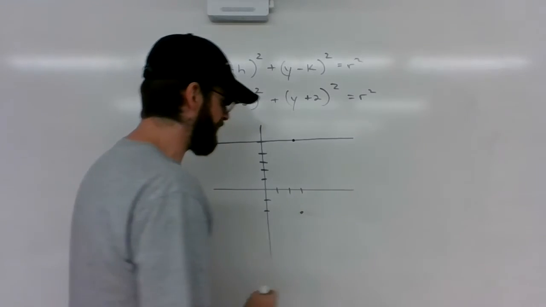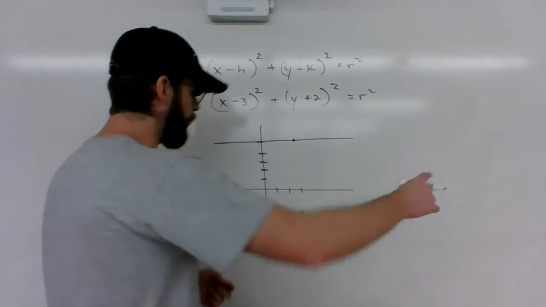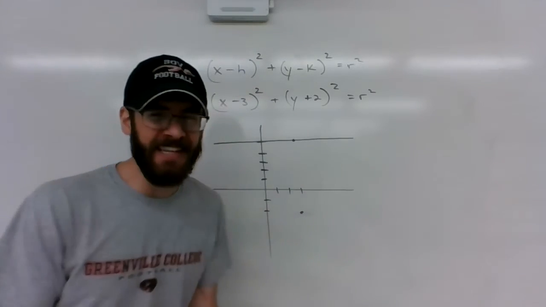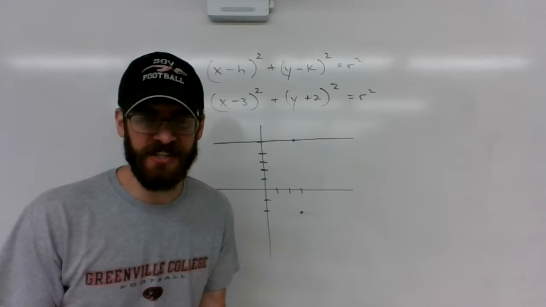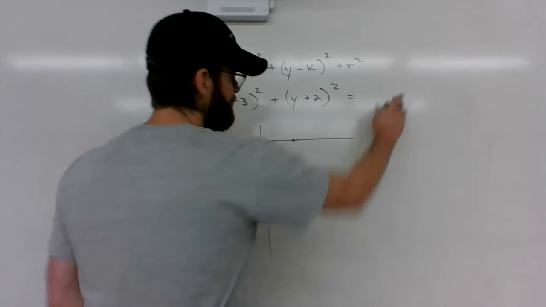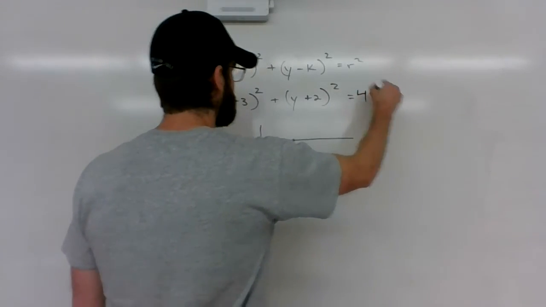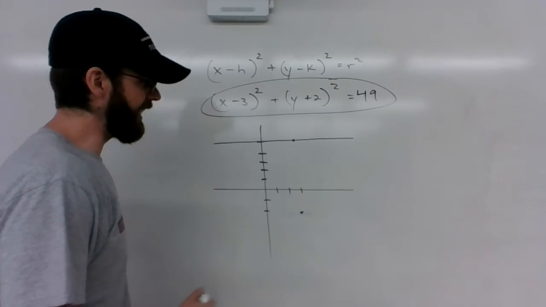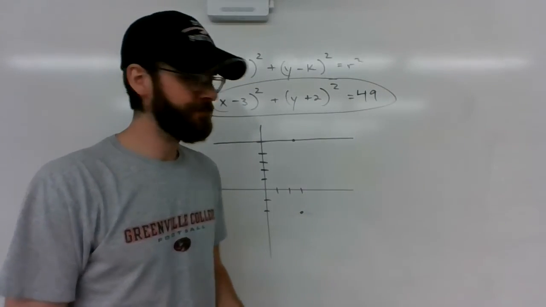And once we have that, then it's just a matter of going in a bunch of different directions. But we don't need to even draw the circle now, because the radius is 7. 7 squared is 49. Yeah, don't need to do anything else.